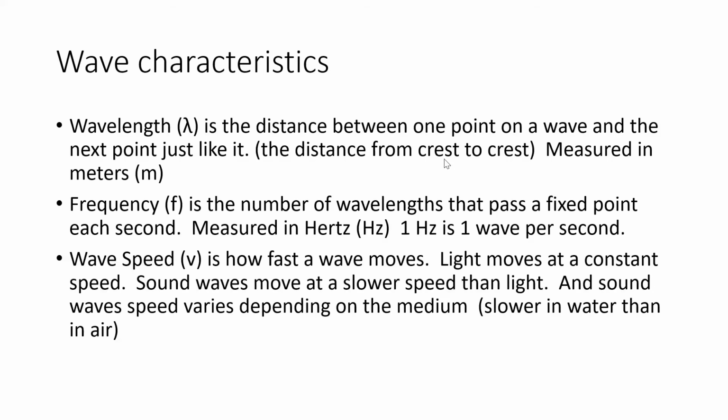Characteristics. So here's some vocab that we did in class. The wavelength is that distance from one point on a wave and the next point just like it. So as I mentioned earlier, it could be from crest to crest, or trough to trough, or midpoint to midpoint. We measure that in meters. Frequency is the number of wavelengths that pass some point in a given time, and so that would be per second, because the unit of the hertz is 1 wave per second.